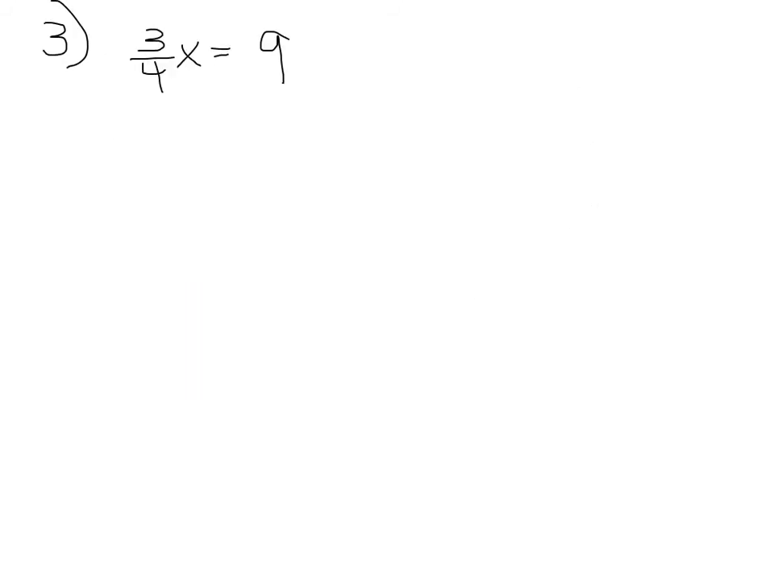Next problem. We have 3/4 x equals 9, or 3/4 times x equals 9. Now, the inverse operation of multiplying by 3/4 would be to divide by 3/4. But when I have a fraction that my variable is being multiplied by, I can also use my multiplicative inverse. The multiplicative inverse of multiplying by 3/4 is to multiply by 4/3.